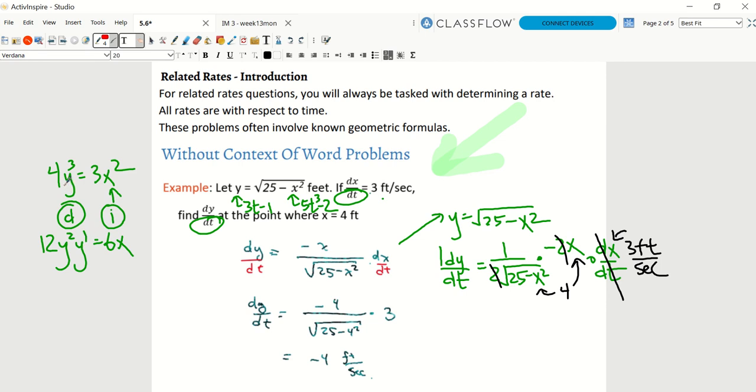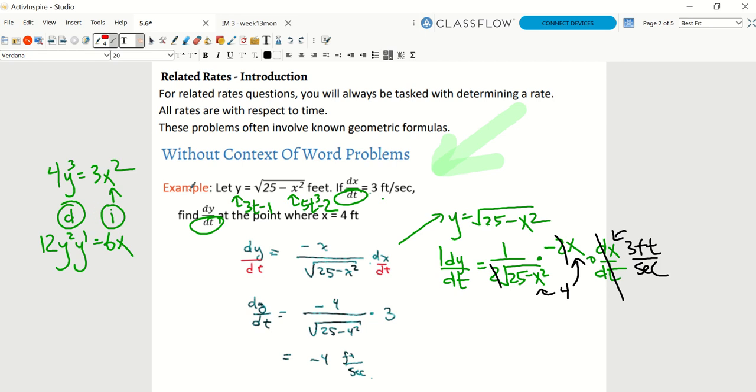One way to interpret that is that this is your independent variable and this is your dependent variable. So you add a y prime and you use the chain rule on whatever your dependent variable is. That's one way to conceptualize it.